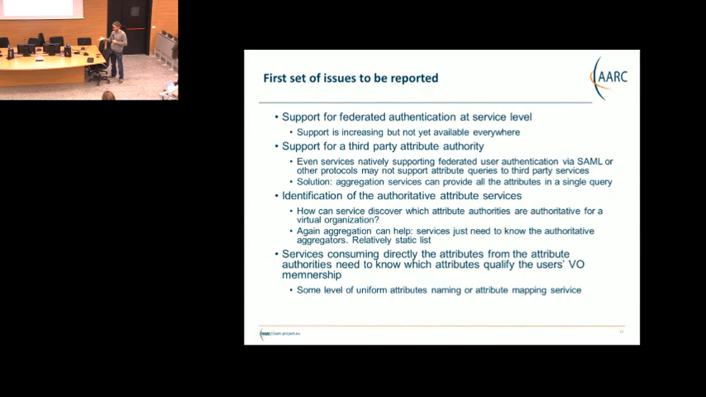Similarly, an aggregator can solve the problem of identifying the authoritative attribute authorities, because I would expect that if a community is managing their membership and their groups with an attribute authority, they may even manage the attribute authority by themselves. Then service providers need to know, if they want to support a community, which one is the authoritative attribute authority. This can be helped by using aggregation. So we configure this in the aggregator, or simply services need to attach this to the information of the virtual organization.